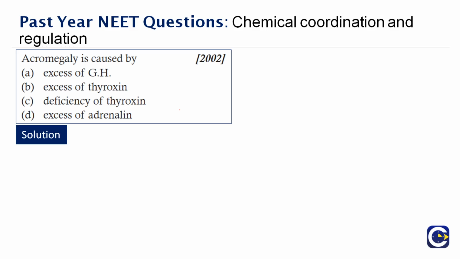Acromegaly is caused by dash. What is it? It is a deficiency. Before we go into the answer, let's discuss what is acromegaly. So, acromegaly is a disorder. A common sign of acromegaly is enlarged hands and feet.